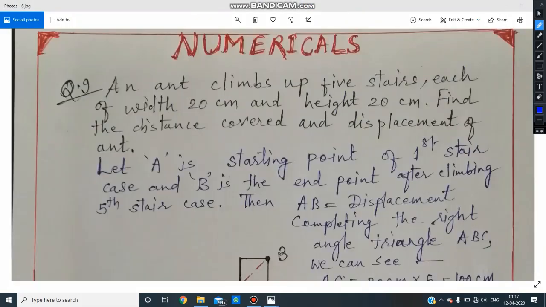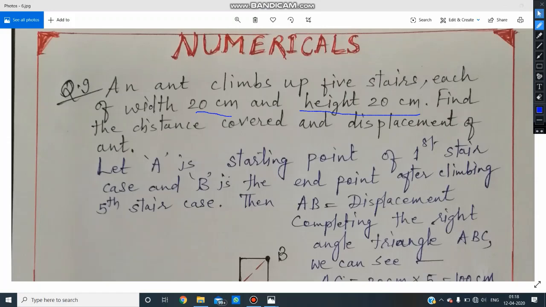Another interesting question in front of you coming on. An ant climbs up 5 stairs. Repeating once again, an ant climbs up 5 stairs, each of width 20 centimeter and height 20 centimeter. Find the distance covered and displacement of the ant.